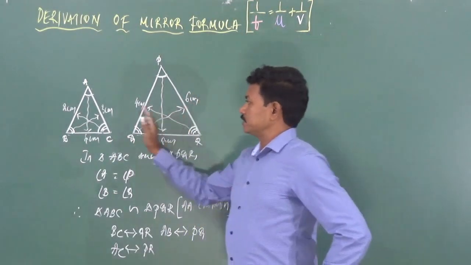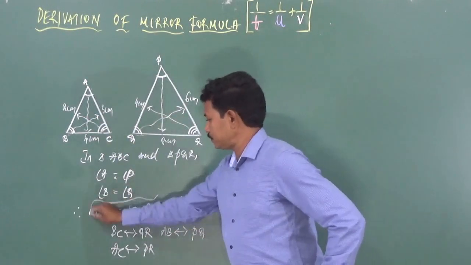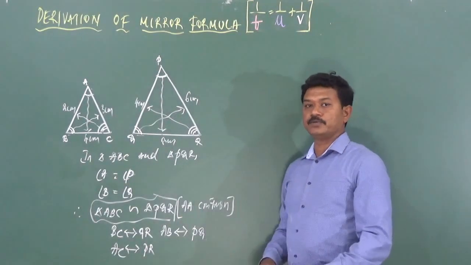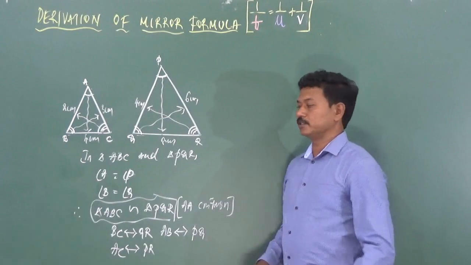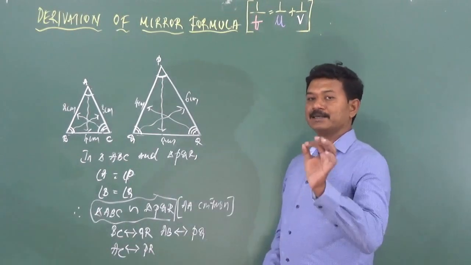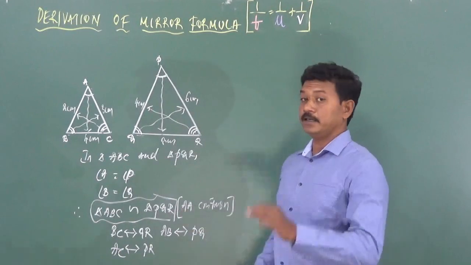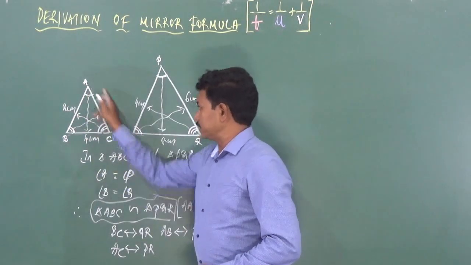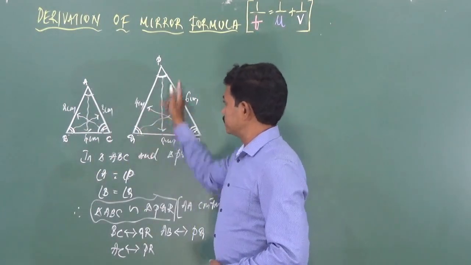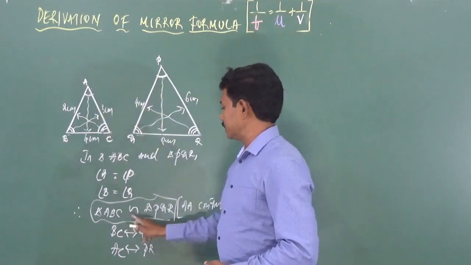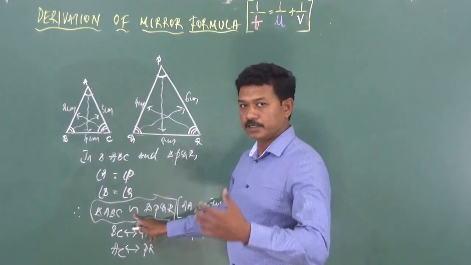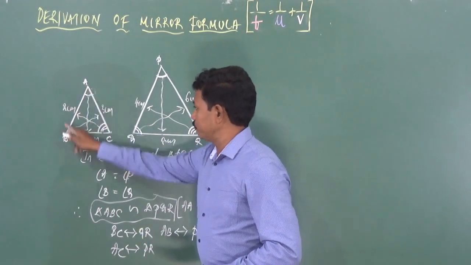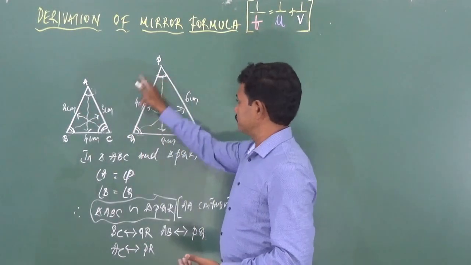So when two triangles become similar, the corresponding sides will be in the same ratio. In the sense that the corresponding sides are proportional. This is what we call the similarity criterion for two triangles, particularly the AA similarity criterion. If two angles of one triangle are correspondingly equal to two angles of the other triangle, then both the triangles are similar.